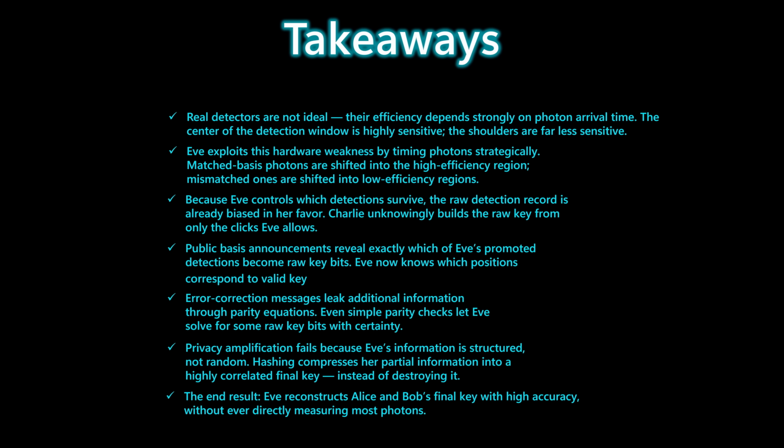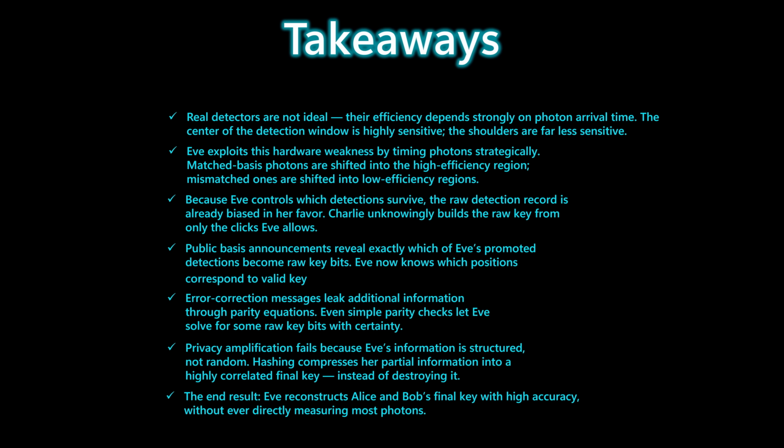before any protocol steps even begin. Once Alice and Bob announce their measurement bases in public, Eve immediately learns which of her promoted detections become raw key bits. She now knows exactly which positions in the raw key stream matter. During error correction, Alice and Bob exchange parity information to reconcile their keys. But those parity messages leak additional structure. With only a couple of parity equations, Eve can actually solve for specific raw key bits she never measured.